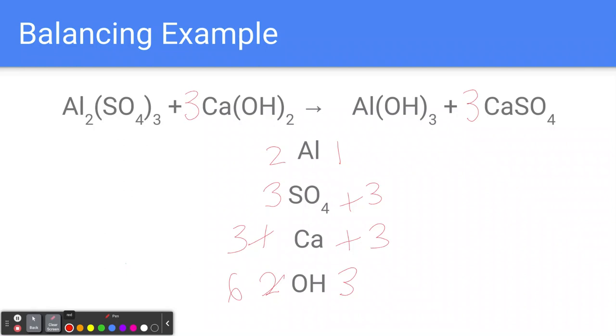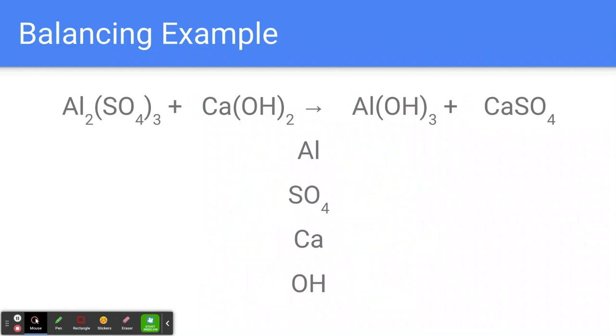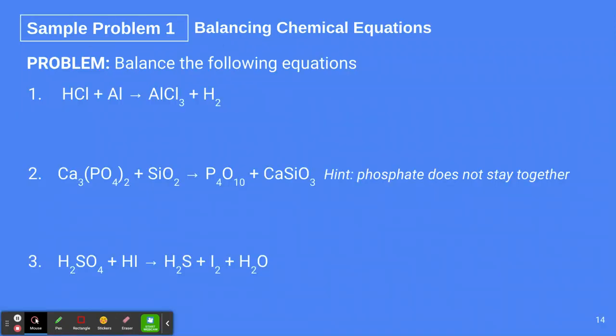And then hopefully what you're seeing here now is that I have 2 aluminums to go. So a 2 there gives me 2 aluminums, but it also now gives me 6 hydroxides. So I'm good here. 2 aluminums on each side, 3 sulfates on each side, 3 calciums on each side, and 6 hydroxides on each side. So sometimes it helps to go a little bit out of order of my list and maybe skip down to metals, and then your polyatomics sometimes fall in place. My suggestion would just be to pick something, start with it, and then see where it changes and goes from there. So I want you guys to practice this one here.